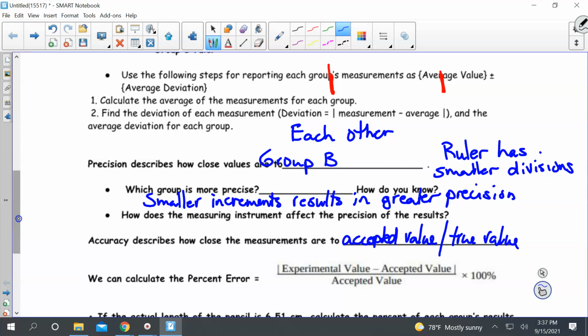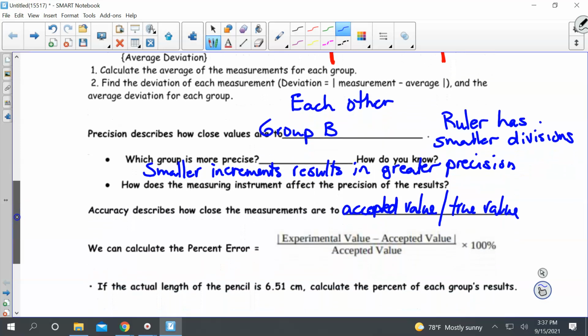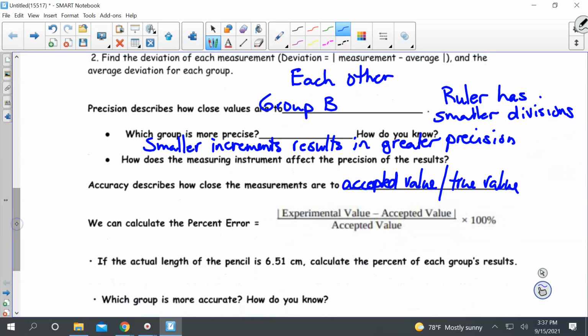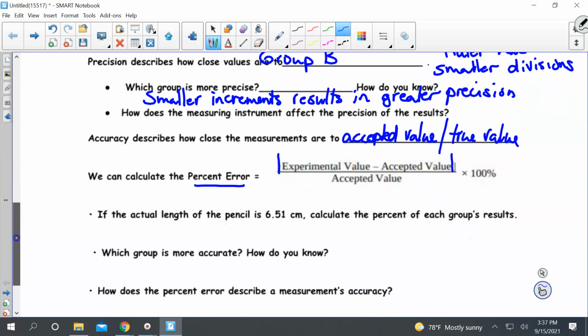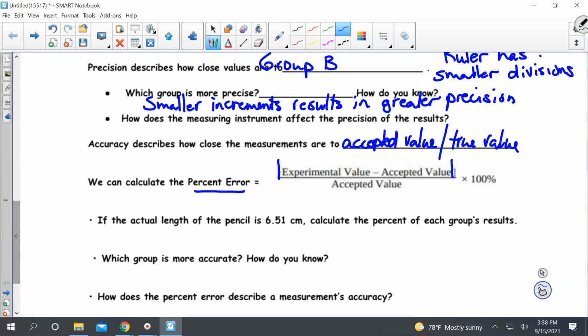Now, for the next part, we're going to do a calculation called percent error. This equation is one that we'd use. You don't have to remember it, but percent error also uses absolute values, so remember we don't worry about the sign. And then you're comparing the experimental value, in other words, what the person got for the value, to the accepted value. So they're saying if the actual length of the pencil is 6.51, that would be the accepted value. Calculate the percent error of each group's results.